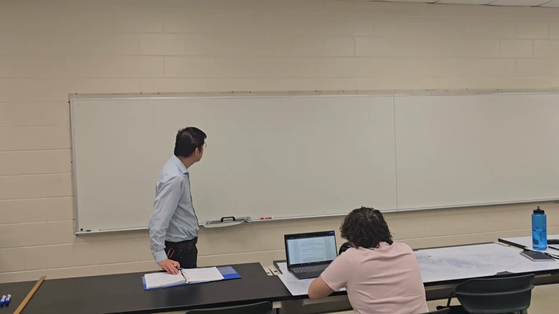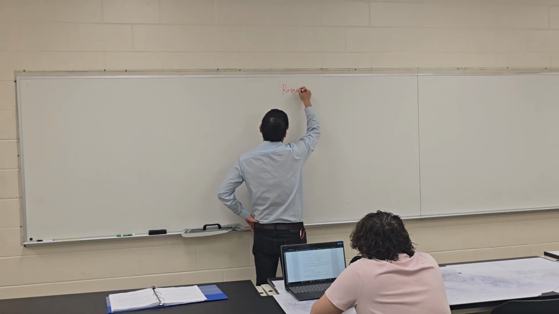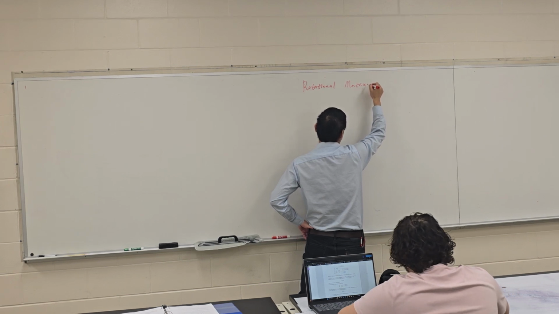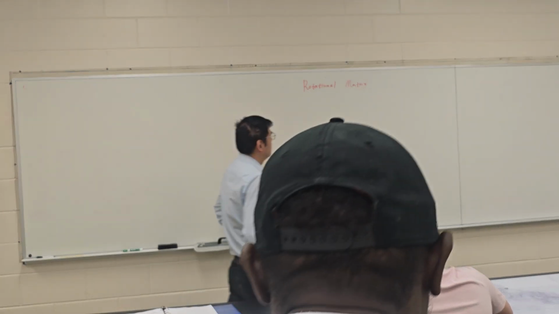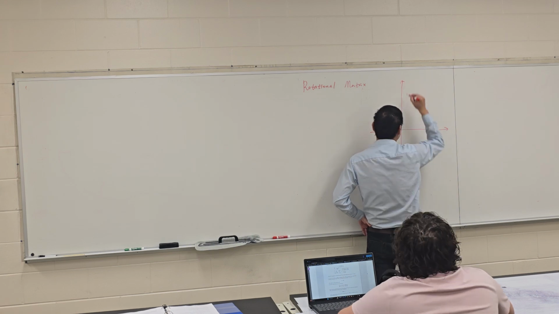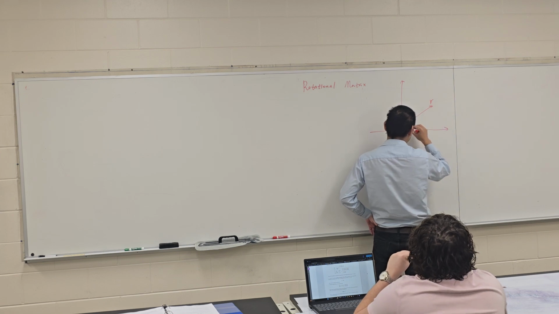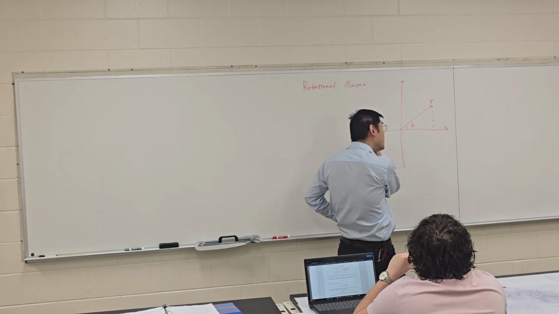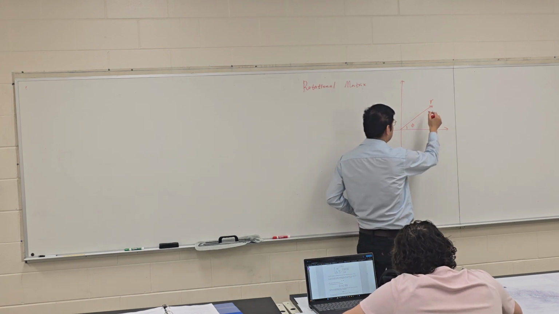Page 46, rotational matrix. I have a point in the coordinate system, call it R, and this angle is phi. So what is the x coordinate and the y coordinate of this point?